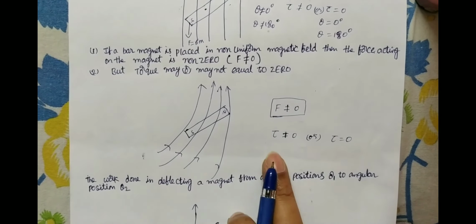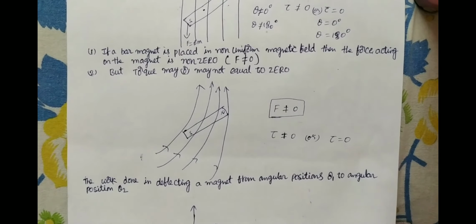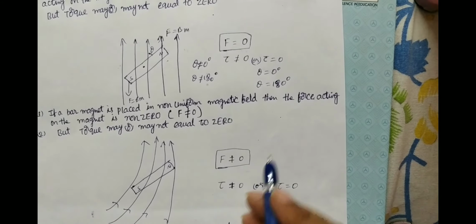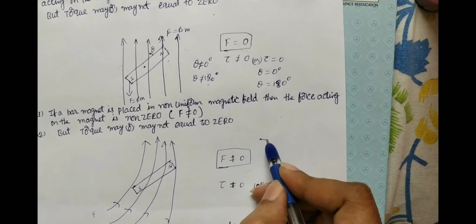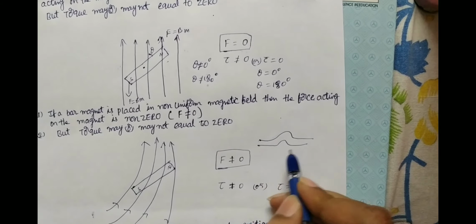But torque here also may or may not be equal to 0. Why? Because we can't say, even if it is a non-uniform field. You can take another diagram. So the field is like this. It is a non-uniform field only.